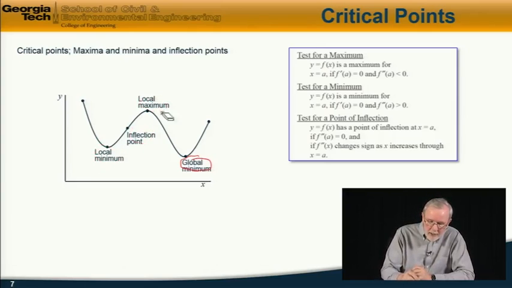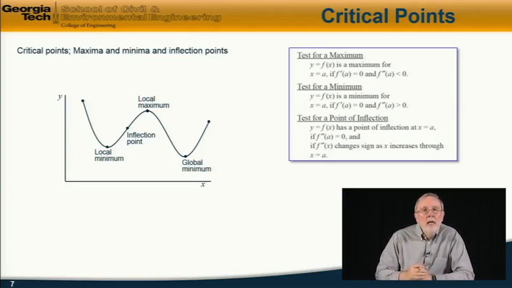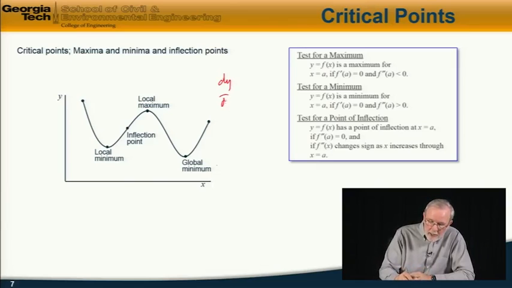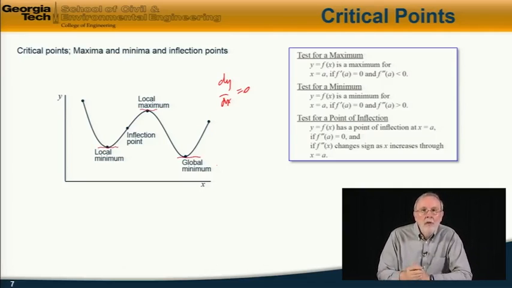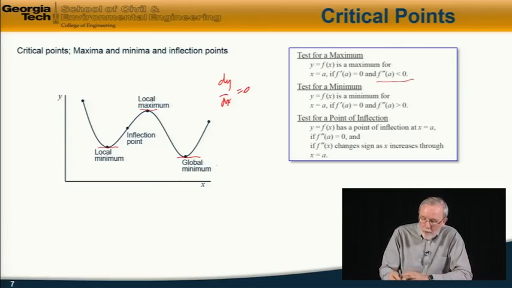And to find these, first of all, the maximum and minimum occur where dy by dx is equal to 0. In other words, f prime of x is equal to 0. So at these points, the local slope of the curve is 0, in other words, horizontal. And to find whether it's a maximum point, the second derivative with respect to x at that point is negative, less than 0, or for a minimum, the second derivative at that point is greater than 0.